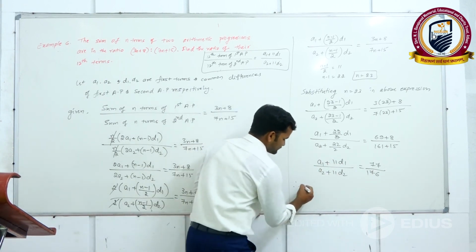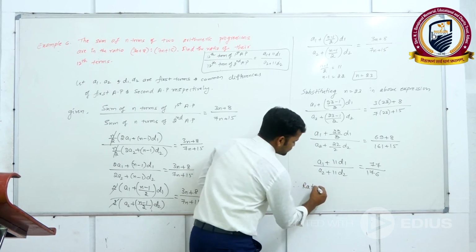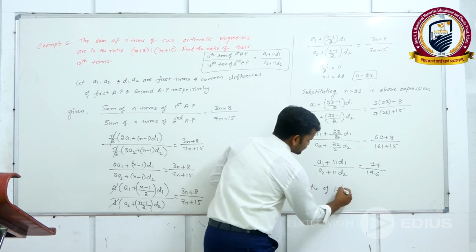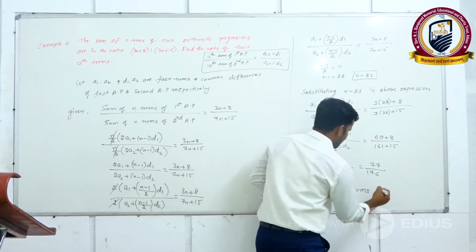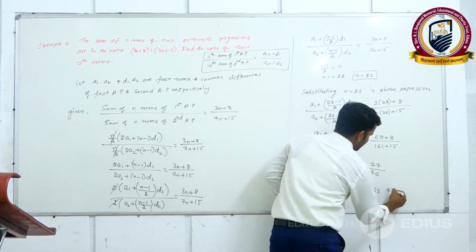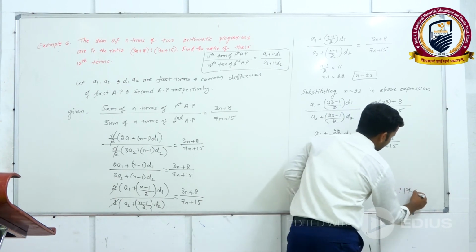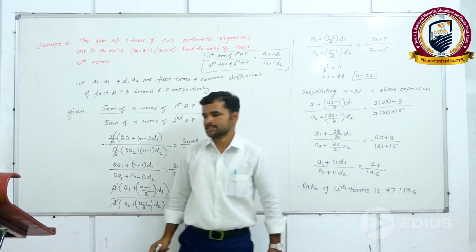Therefore, the ratio of 12th terms is 77 is to 176. This is the answer.